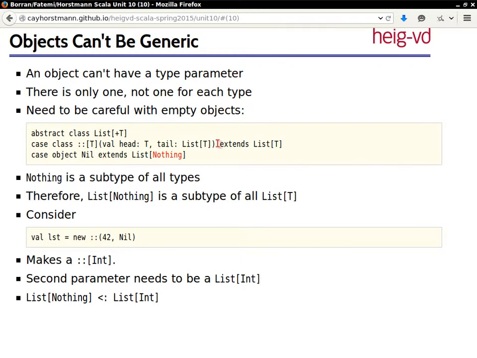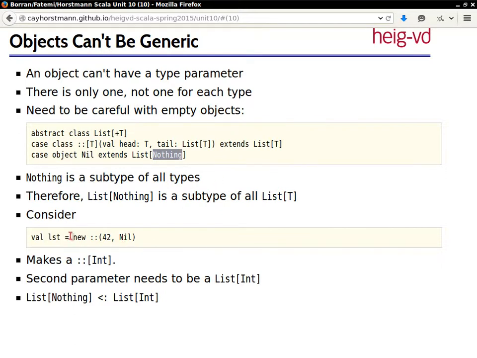See, I still want inheritance to work out, so I want the extends List[T] here. I can't just write extends List because it's a generic type. I have to put a type parameter. And this is where that magic type Nothing comes in. I say it's a List[Nothing]. And this works fine because List[Nothing] is a subtype of all List[T] because List is covariant. So Nothing is a subtype of T, and therefore List[Nothing] is a subtype of List[T].